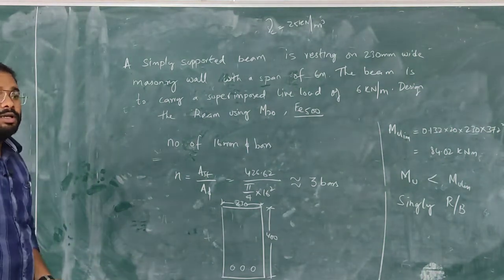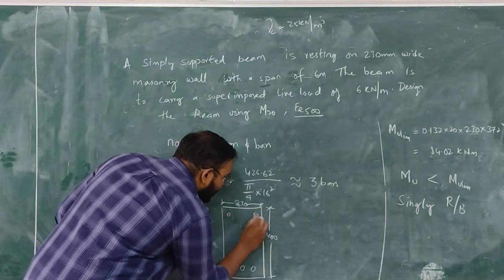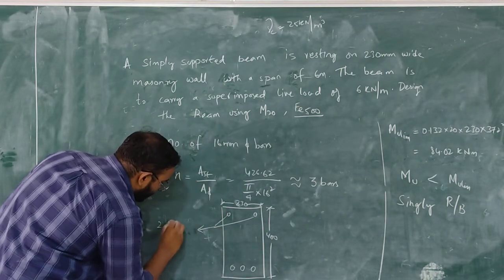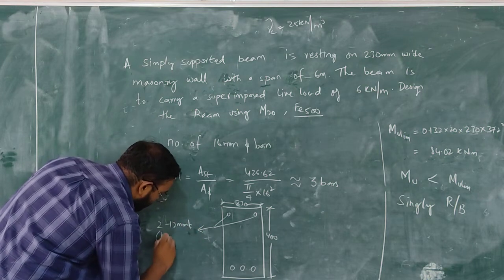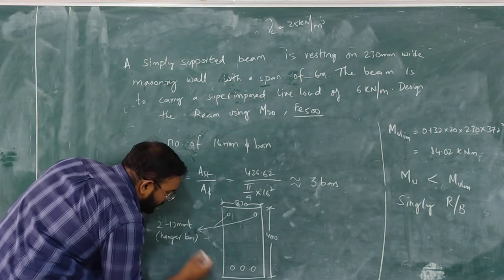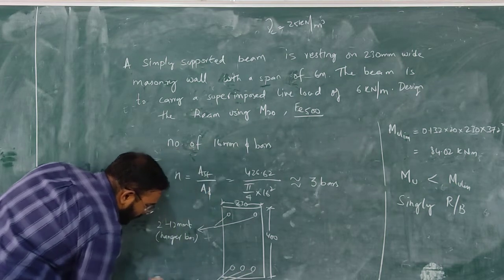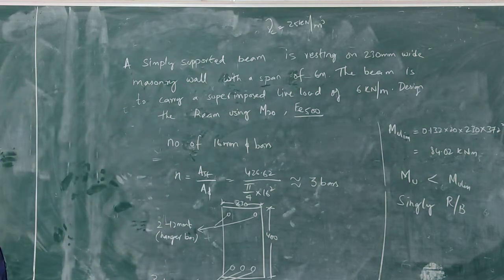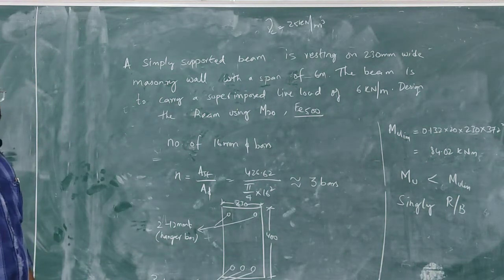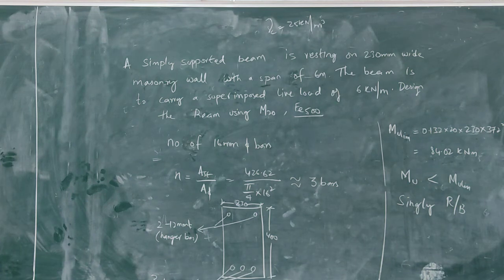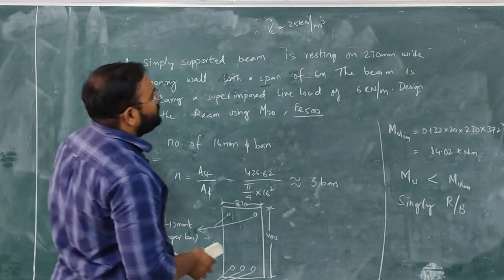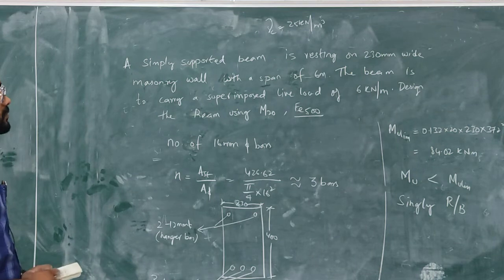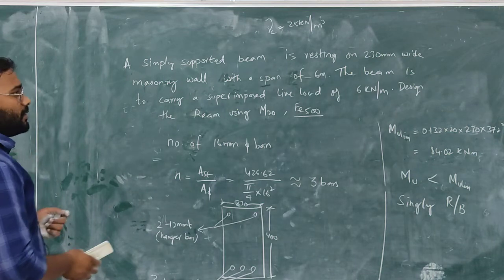Of course, you need to provide hanger bars. You need to provide at least 2 bars of 12 mm diameter as hanger bars, and these are 3 bars of 16 mm diameter and 2 bars as hanger bars to hold the vertical stirrups. Finished?